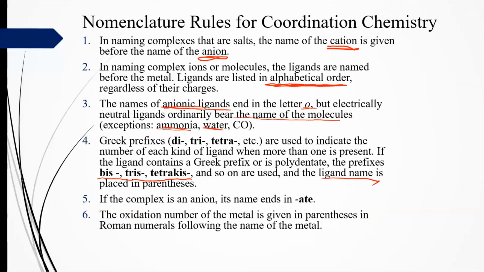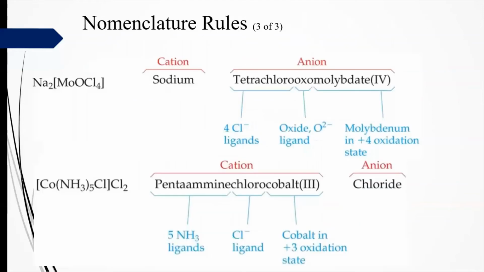If the complex is an anion, then we want to change the metal to end in -ate. And then the oxidation number of the metal is given in parentheses in Roman numerals following the name of the metal. So it seems like a lot, but we'll do some examples and walk our way through it. So let's look at this one here. We have sodium, we have molybdenum, and we have OCl4.